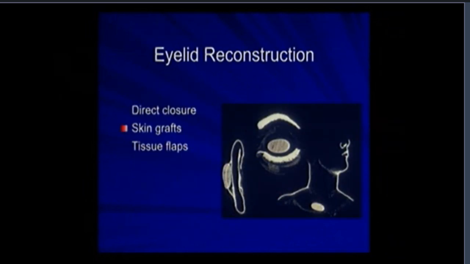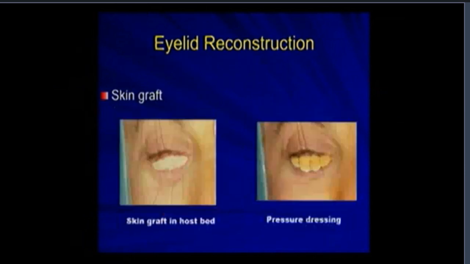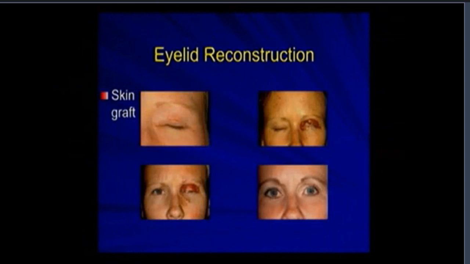The other option, if direct closure cannot be achieved, is a skin graft. This patient with a big defect in the brow is after skin graft. Here you can do flaps too, so it's not only graft, but graft is one of the options. Also this patient with a defect in the lower lid with a skin graft. This patient with a big defect in the upper lid with a skin graft, you can see the anterior lamella is intact, so we can do skin grafting. But if the posterior lamella is not intact, you need to reconstruct the posterior lamella with other options we're going to touch on.